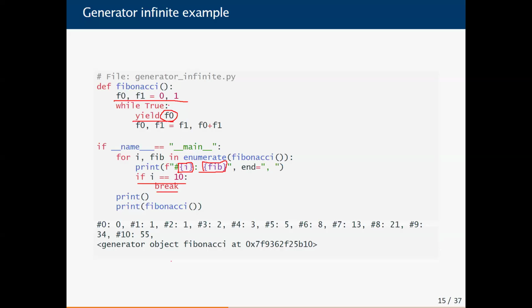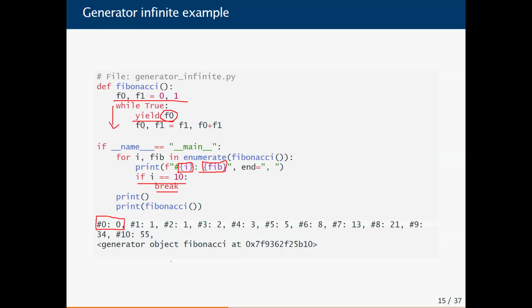So let's see, at the beginning, F0 is 0. When it goes to the loop, it meets the keyword yield, so it will send F0 to the main program. The main program will print F0, which is 0, and the index is also 0. So this is the first thing that it prints. After that, it will go back to the Fibonacci function, and then it will keep doing this loop again and again.